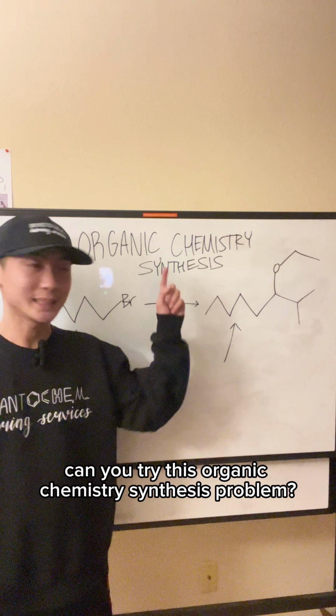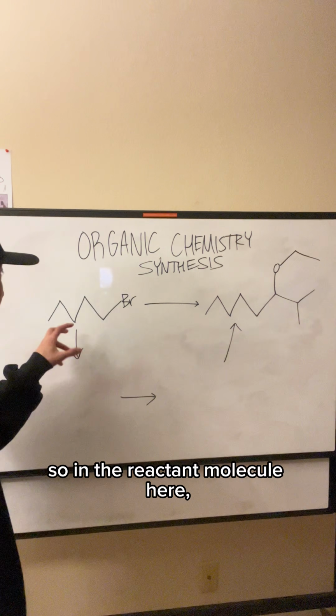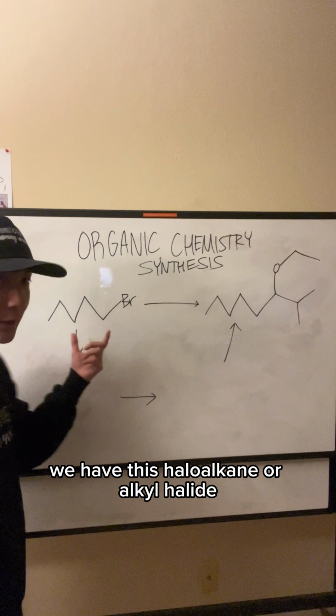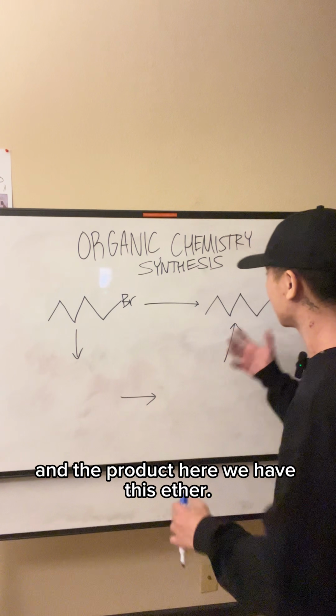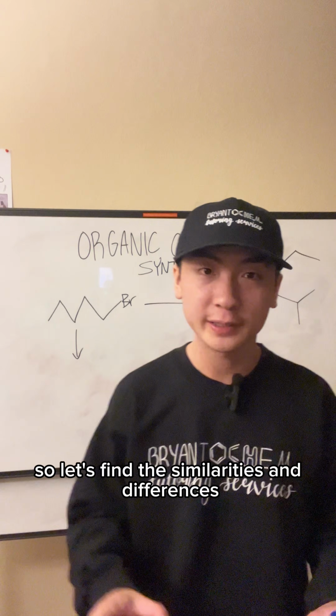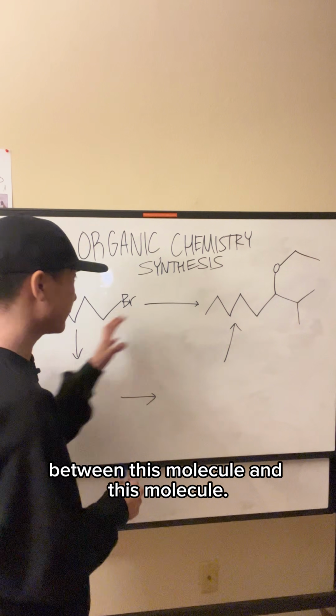Can you try this organic chemistry synthesis problem? So in the reactant molecule here, we have this haloalkane or alkyl halide, and in the products here, we have this ether. So let's find the similarities and differences between this molecule and this molecule.